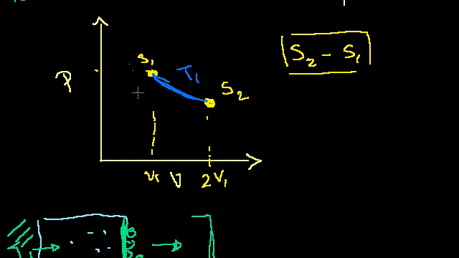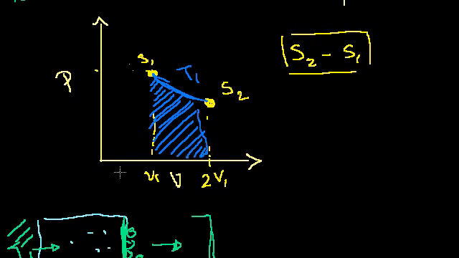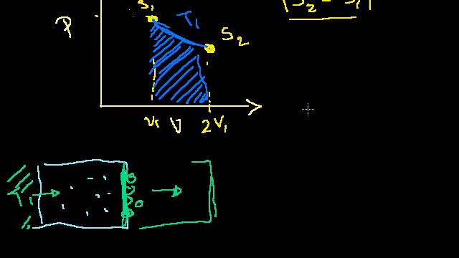Now, for that process, what is the area under the curve? What is the area under the curve there? Well, the area under the curve is just the integral, and we've done this multiple times, from our initial volume to our second volume, which is twice it, of p times our change in volume, right?